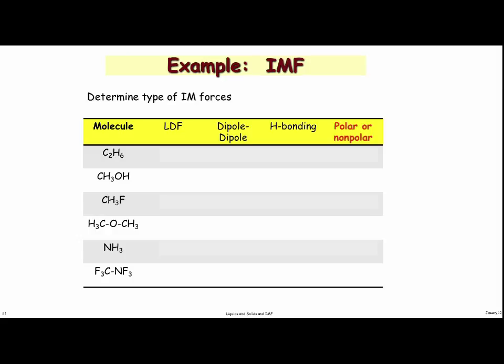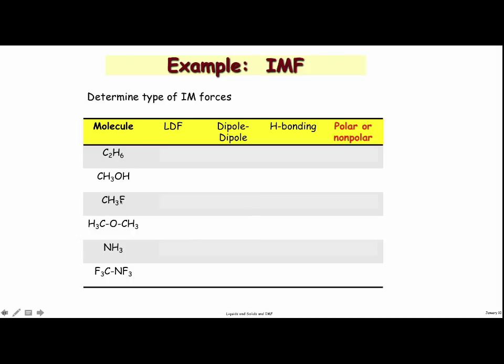So let's do another example. Identify the type of intermolecular forces that each of these chemicals possess. And the key to answering these questions is first determine whether it's polar or nonpolar. A chemical like C2H6, that's nonpolar. It's totally symmetric. This chemical right here, it's got oxygen and hydrogen.